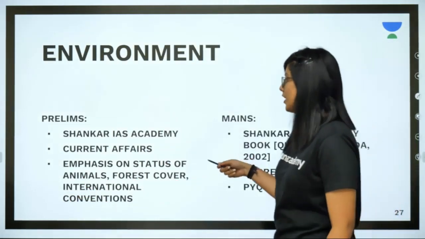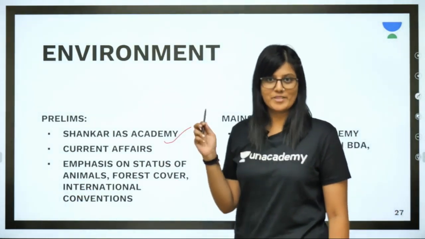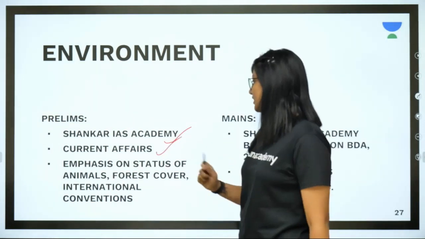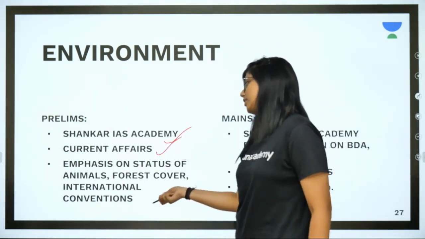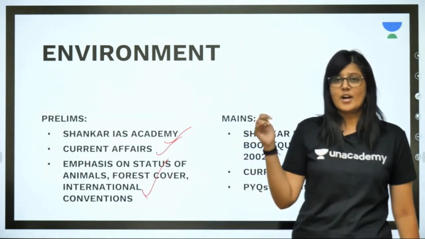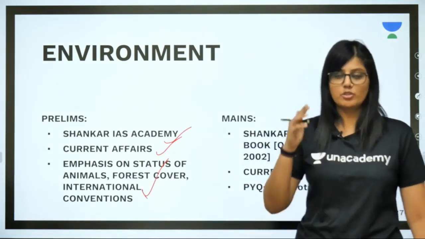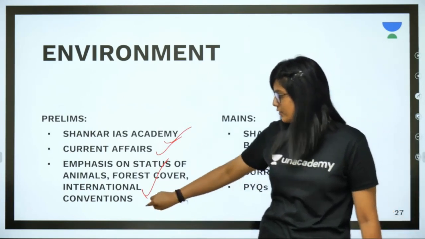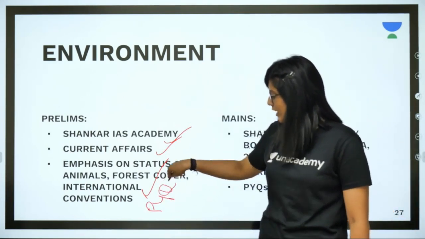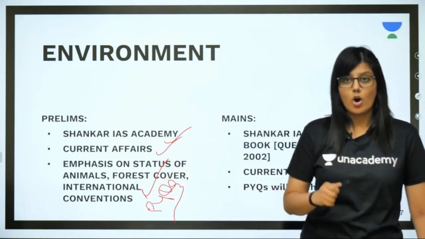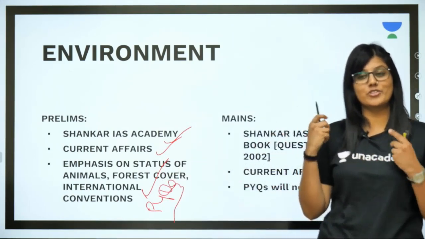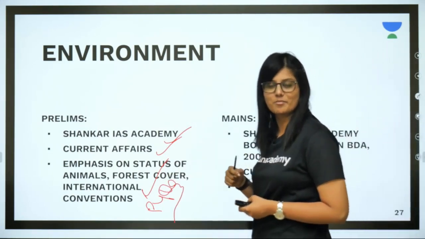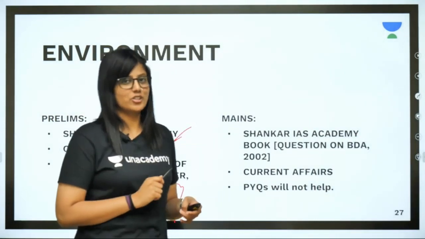Environment, again, Shankar IAS Academy, Bible for environment for me and for a lot of people. Current affairs, yes, emphasis on status of animals, forest cover, international conventions, because questions that are asked are on this, which of the following animals are endangered. So previous year questions, guys, if you solve, you will know what kind of questions they're asking from environment. Or is saal though they also put the same question in GS3 regarding international wetlands and Montreal record, by the way. It's not just in prelims.